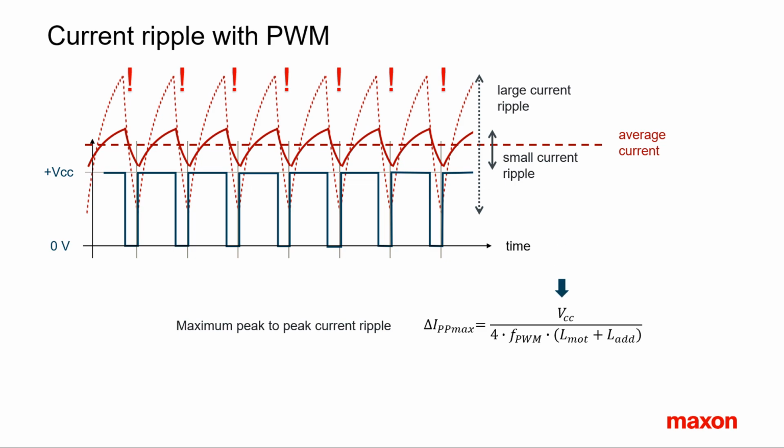Reduce the supply voltage. This reduces the maximum current increase within each PWM cycle. Allow less time for the current to react. This means increase the PWM frequency. Enhance the electrical time constant to dampen the current response. Place an additional inductance in the motor circuit. Maxon controllers, for instance, have built-in motor chokes to compensate the low inductances of the coreless Maxon motor windings.